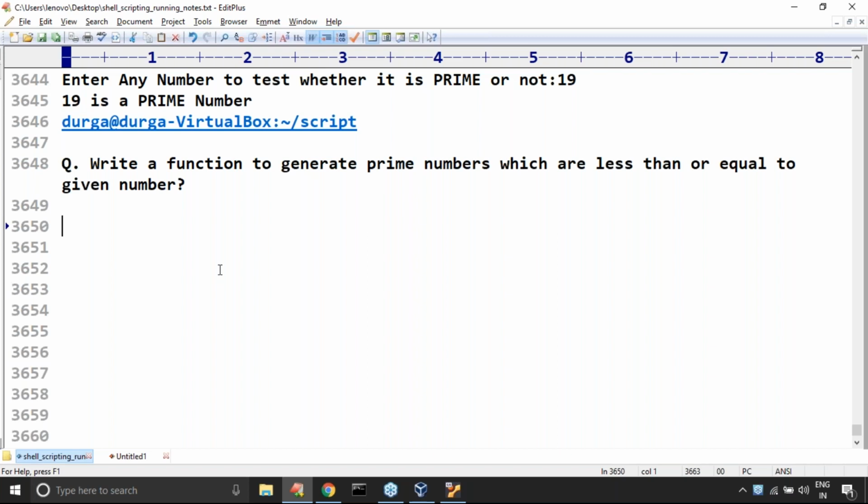All prime numbers which are less than or equal to 10, can you please provide? Which are less than or equal to 200, can you please provide? Okay, we have to do that. Are you getting my requirement? Please confirm.